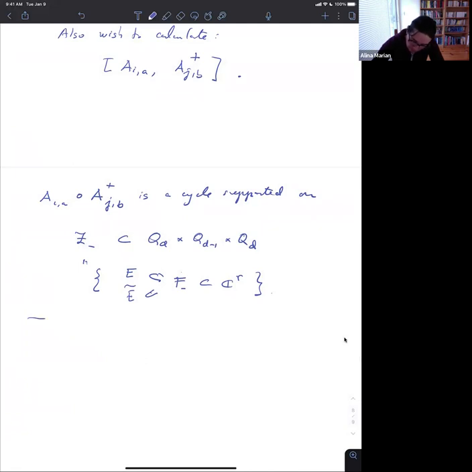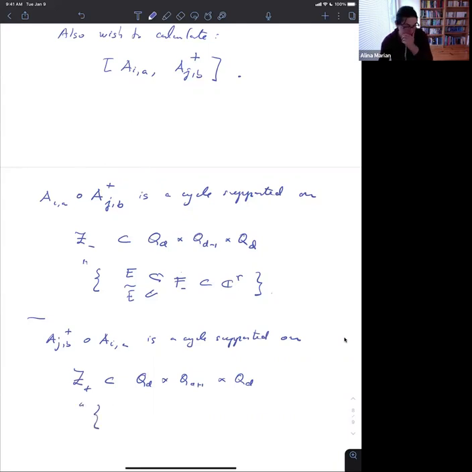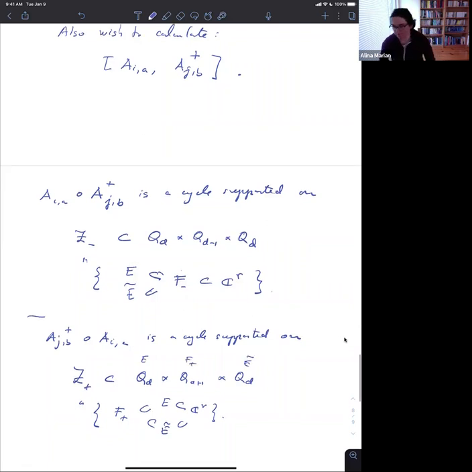So let me say also about the other one, right? So if I'm looking at AB plus composed with AIA, this is a cycle supported on, let me call this Z plus. And the Z plus is the way it goes. So again, you have three subsheaves, and the ones you care about, you have E and E tilde. In this quot scheme, this is E tilde, and this is F plus. Yeah, and they're in this relation.